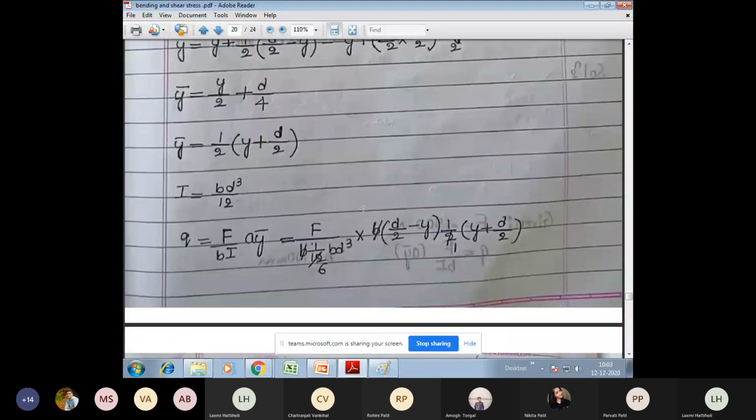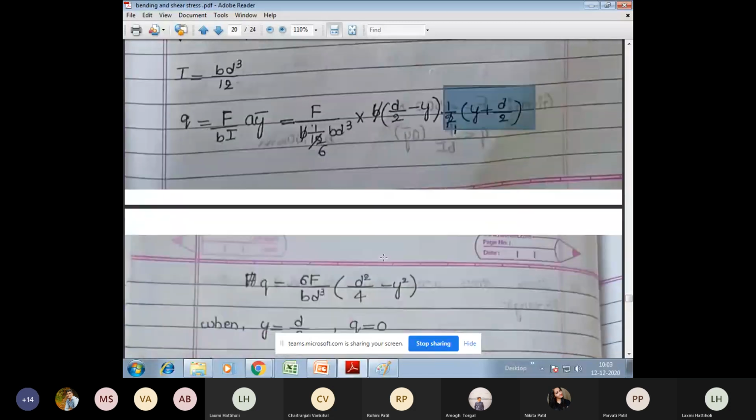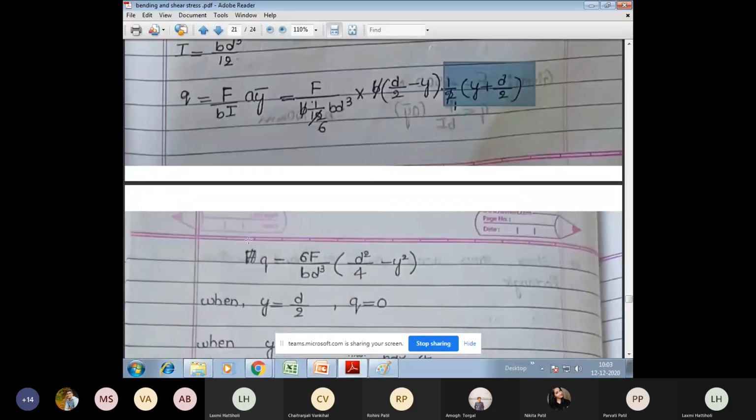So I have just substituted here. Even I have substituted the Y bar. So just simplify this. Few of the things will get cancelled: BD cube by 12B, and this 2 and this 12, 2 sixes are 12. So even this will get cancelled. So finally, what remained is the final answer for a rectangular section. Remember, this is only for a rectangular section. Q is equal to 6F divided by BD cube into D square by 4 minus Y square.